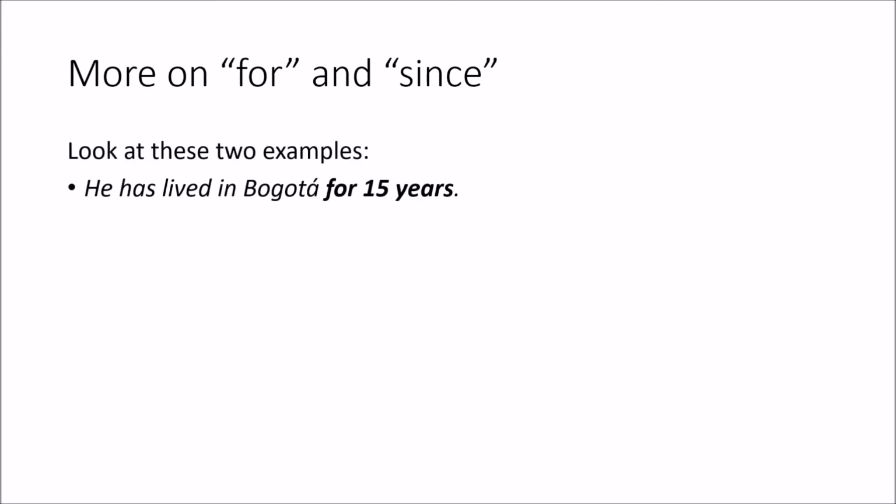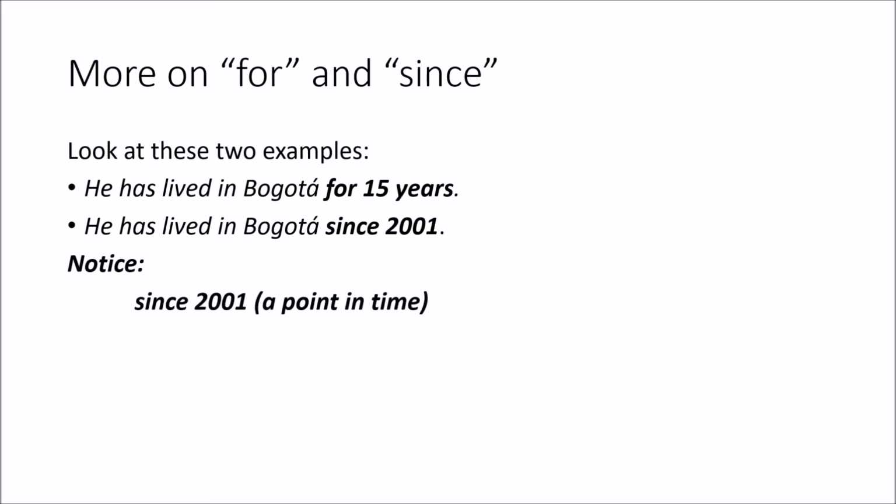And some more on for and since. Look at these two examples. He has lived in Bogota for 15 years. He has lived in Bogota since 2001. Since 2001 refers to a point in time. For 15 years refers to a period of time.